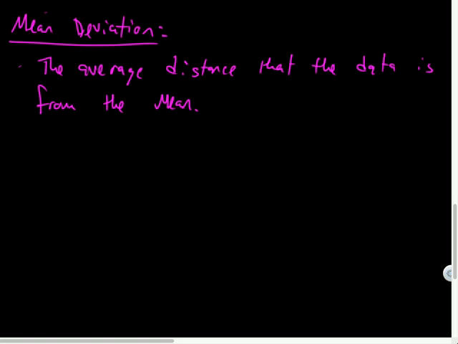So let's look at what the formula for mean deviation is. Mean deviation is equal to 1 over n multiplied by, so I'm dividing it by how many things I have, n values, multiplied by the sum of i equals 1 to n of the absolute value of xi minus x bar.